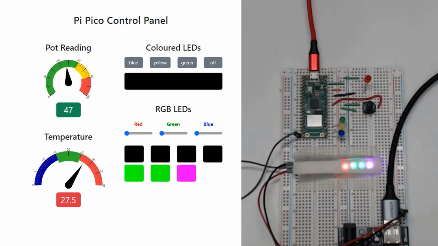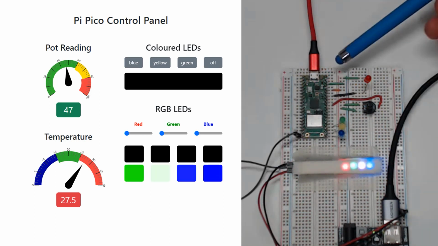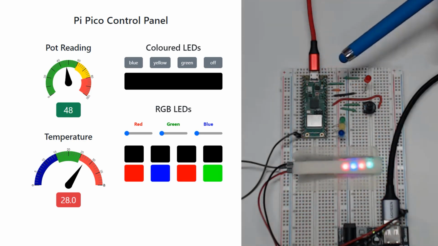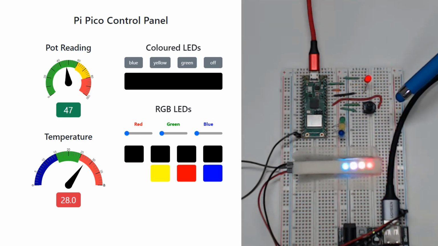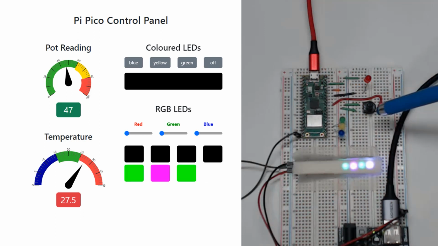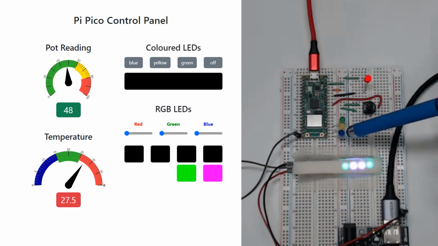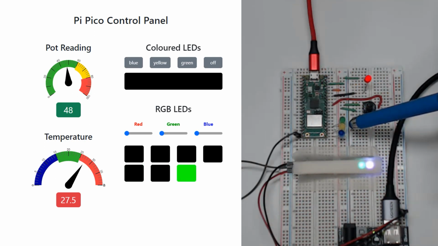So before we go into the actual code, let's have a look at a test circuit that I put together just to show that everything is working. So we've got our Raspberry Pi Pico, and then I've got it connected to a number of inputs and outputs. We're using a potentiometer here to just give us a little bit of input. We've got some LEDs here which we're going to be controlling from our web panel.